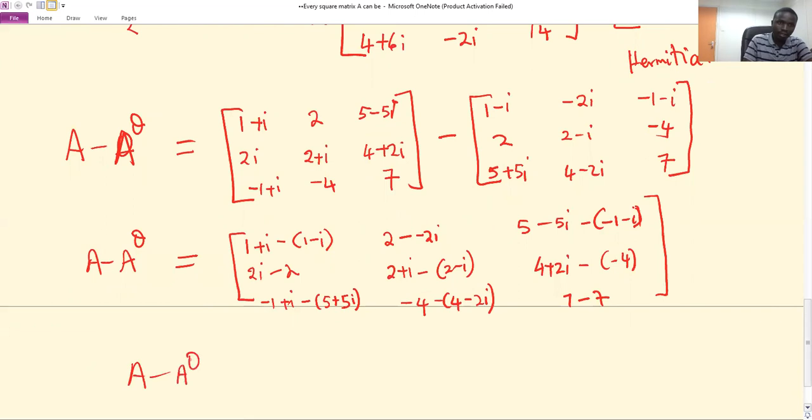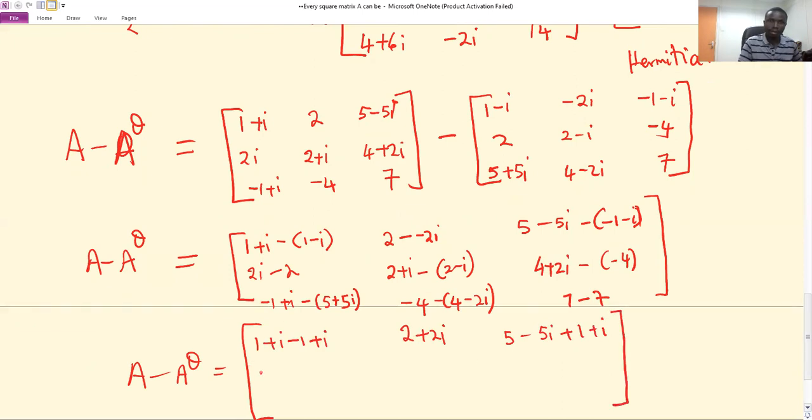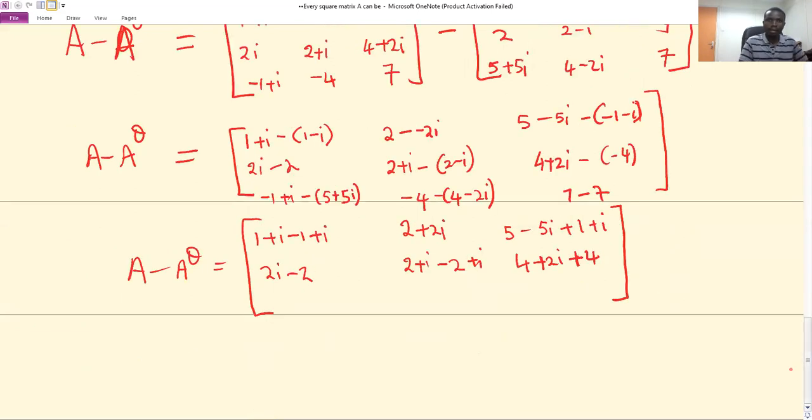So A minus A power theta will be now 1 plus I minus 1 plus I, 2 plus 2I, 5 minus 5I plus 1 plus I, and then 2I minus 2, 2 plus I minus 2 plus I, 4 plus 2I minus is plus, and then here we have minus 1 plus I minus 5 minus 5I minus 4 plus 2I, 4 plus 2I minus is plus 4.